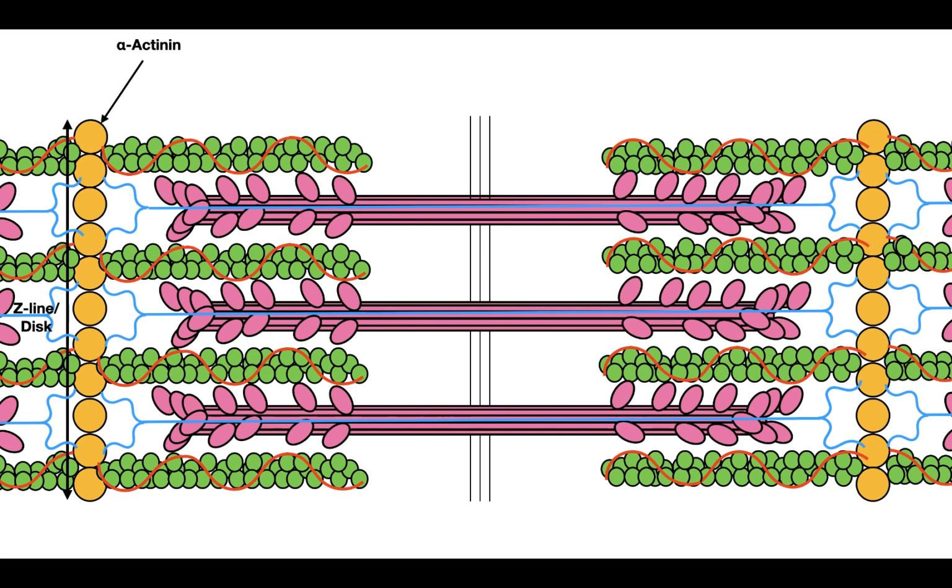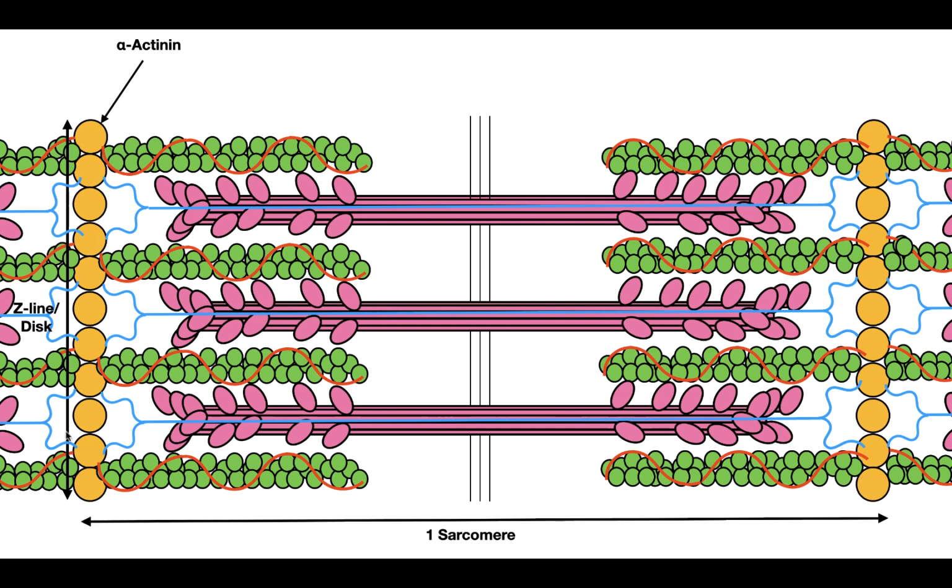Now the Z-lines are important because they determine how long a sarcomere is. The distance between one Z-line and another Z-line determines how long a sarcomere is. As we see right here, between this Z-line and this Z-line, we have one sarcomere.